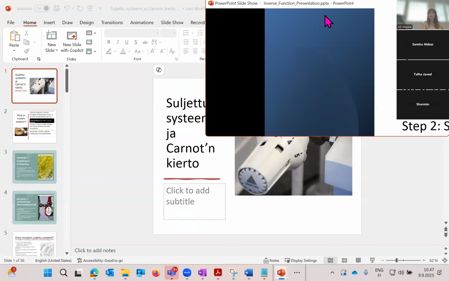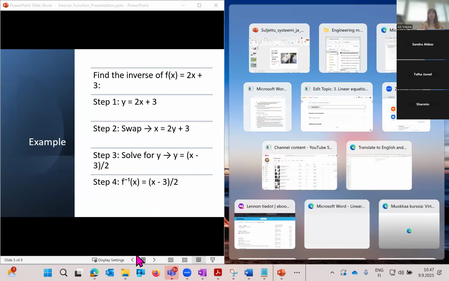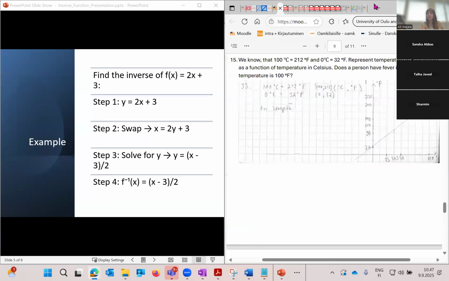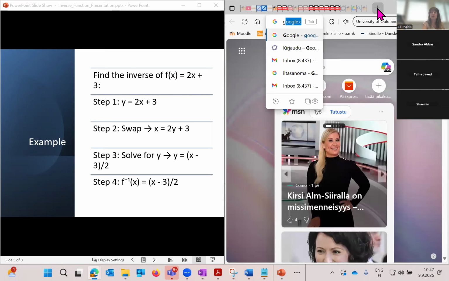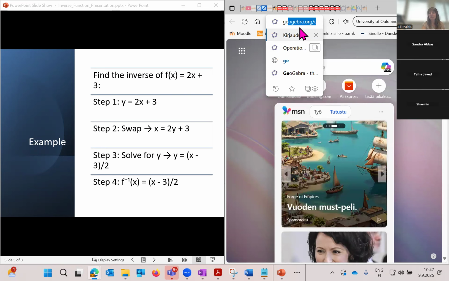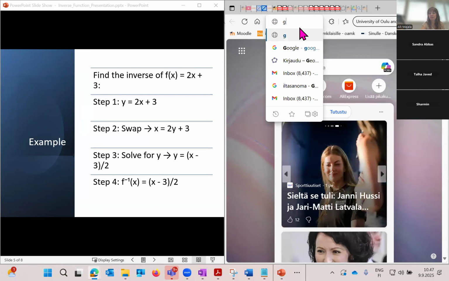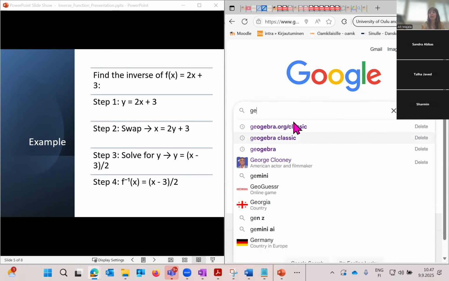So what if I put this here, and then I put here some of these, this, for example, and I put the GeoGebra there. You can also do it if you want. Yes, but I have to do it this way. Like that.